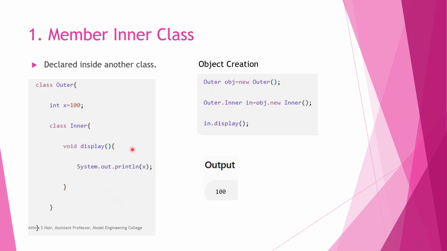To create its object, Outer obj is equal to new Outer, then Outer.Inner in is equal to obj.new Inner. Notice this carefully. Because Inner is a non-static inner class, we first need an object of Outer. That's why we are writing Outer.Inner in is equal to obj.new Inner. So we create two objects, one for the outer class and one for the inner. The output will be 100.